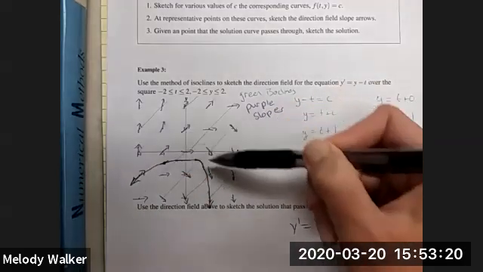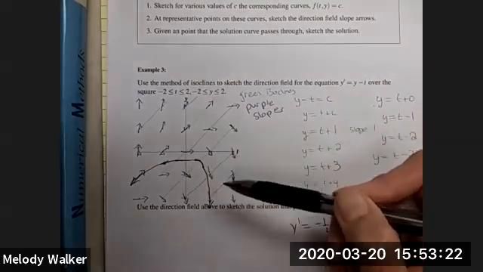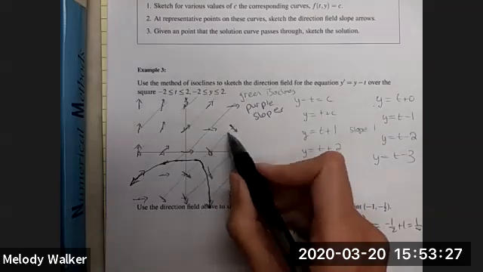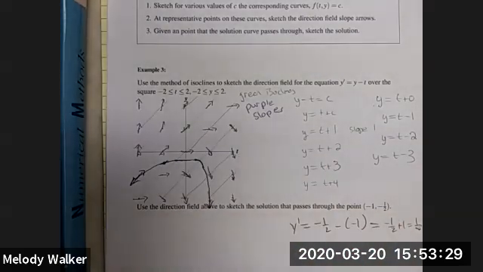So notice anytime I cross an isocline, I want to start changing direction. Even though I didn't technically cross at one of the points I chose, I still cross some isoclines. So that's also helpful to be able to draw these solutions.